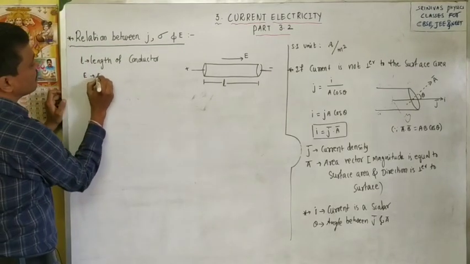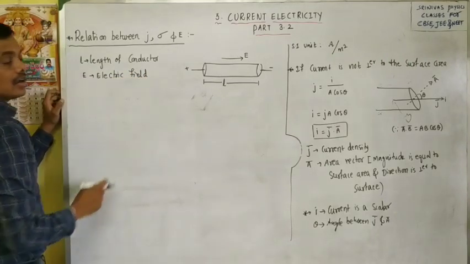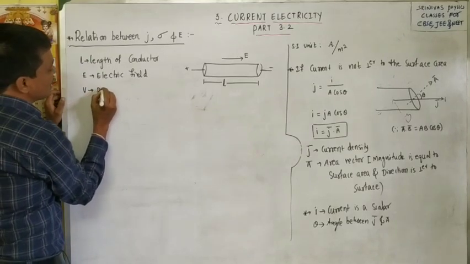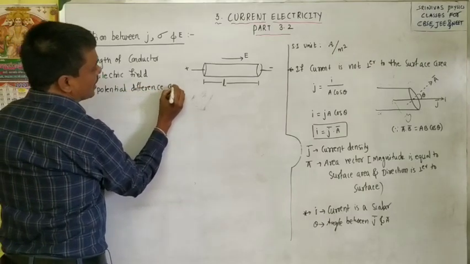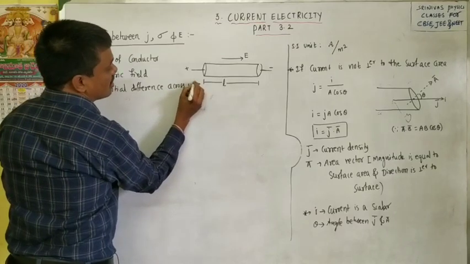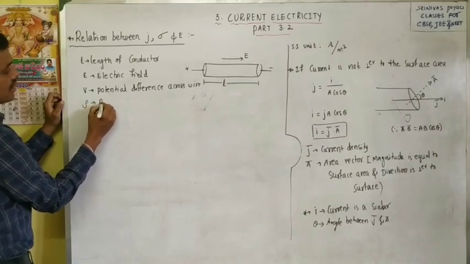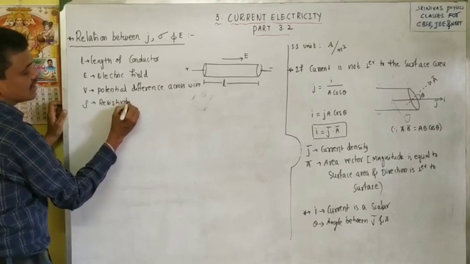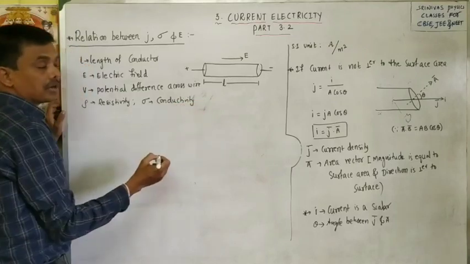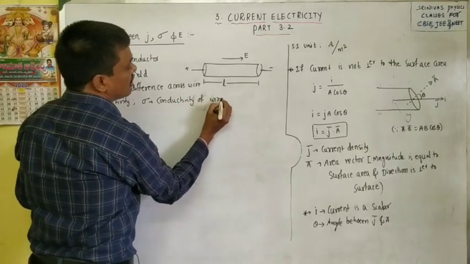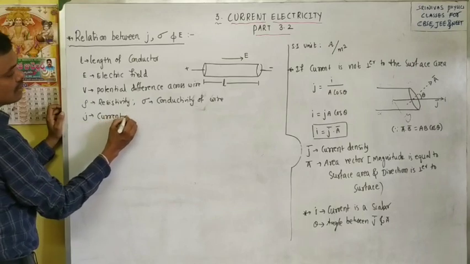E is the electric field intensity. V is the potential difference across the wire of length L. Rho is the resistivity of the wire, sigma is the conductivity of the wire, E is the electric field, and J is the current density. These are the terms that we are using in this.